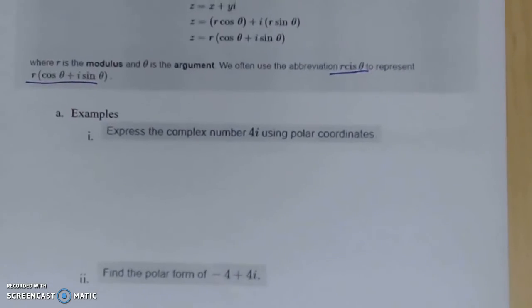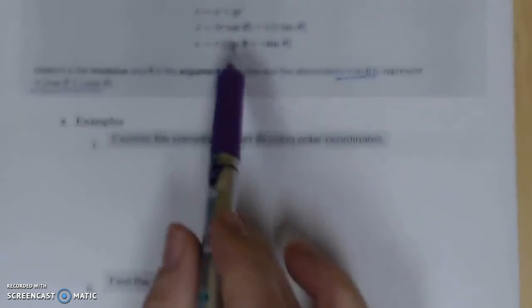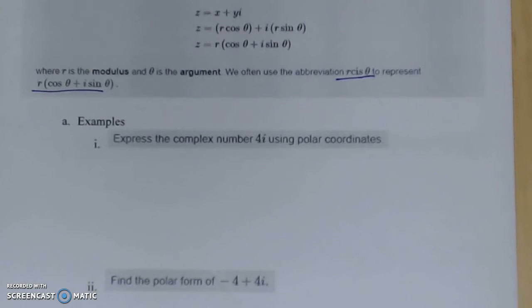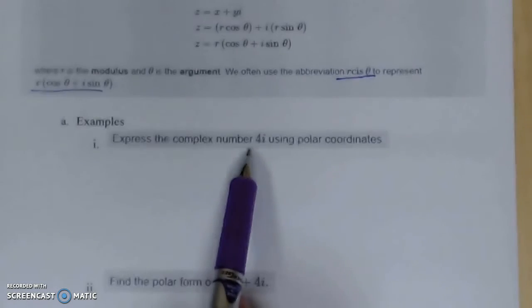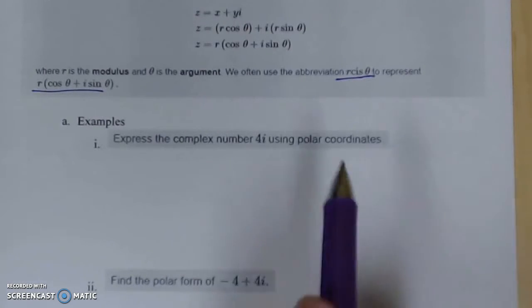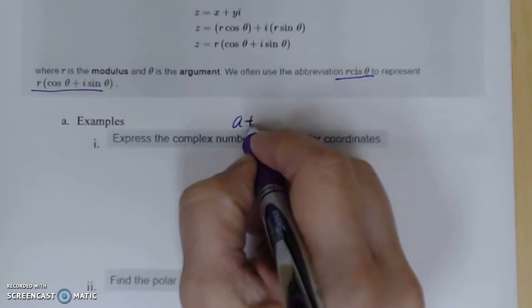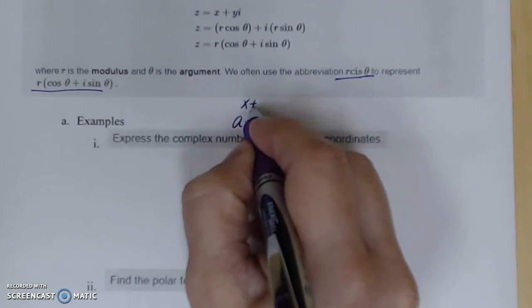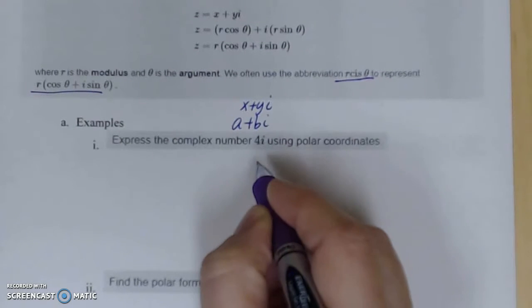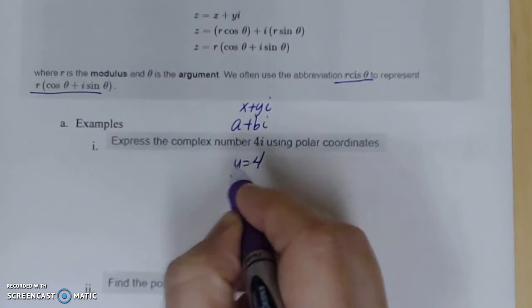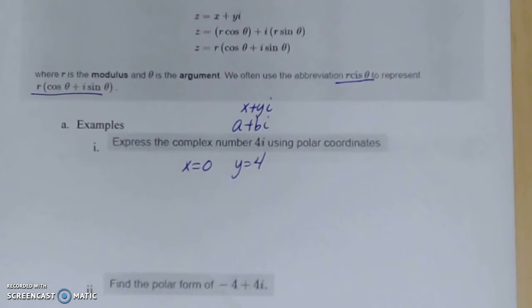So let's work a couple examples, using this information, going from our complex number into our polar coordinates. It says express the complex number 4i using polar coordinates. You'll notice that we typically have it in the form a plus bi or x plus yi. So in this case, my y value would be 4 and my x value would be 0. I do not have a real part to this.